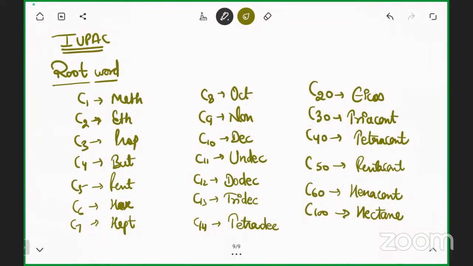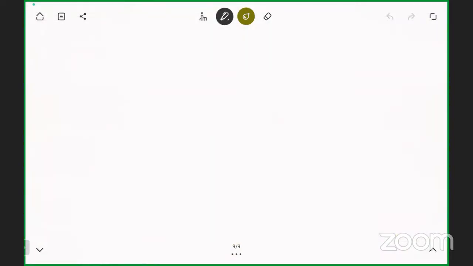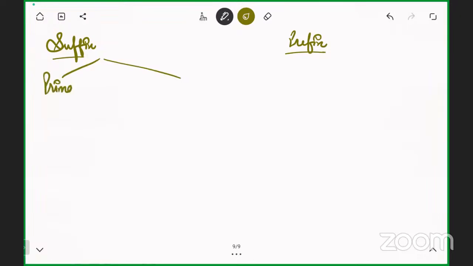Done? Okay. Next. After the root word, we have two things. First one is the suffix, and another one is the prefix. Suffix means whatever we are writing at the end. So suffix is again classified into two categories. First one you can say the primary suffix. Second one you can say the secondary suffix.